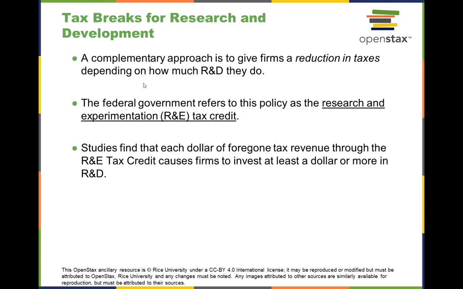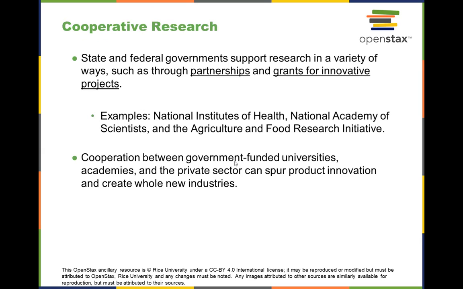And businesses of all types are allowed to do this. Investments that they make, they often deduct from their taxes. The federal government refers to this policy as the research and experimentation tax credit. Studies find that each dollar of foregone tax revenue through the research and experimentation tax credit causes firms to invest at least $1 or more in research and development. So it's kind of to entice them to put more money into the system.